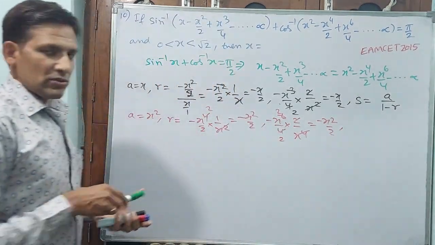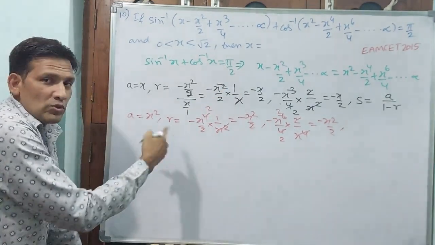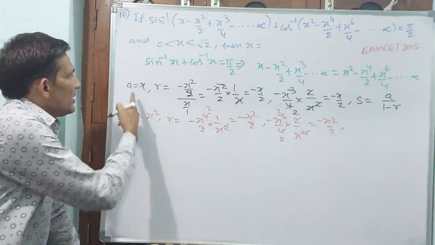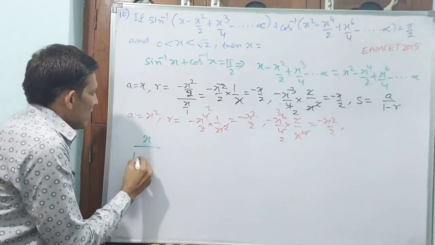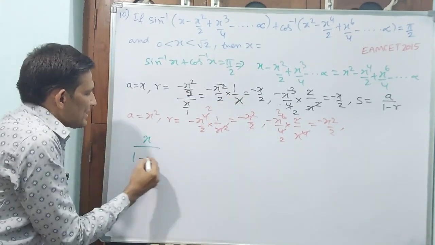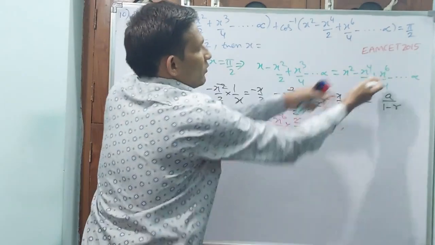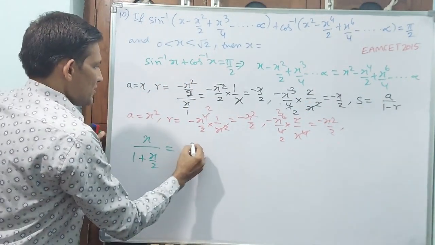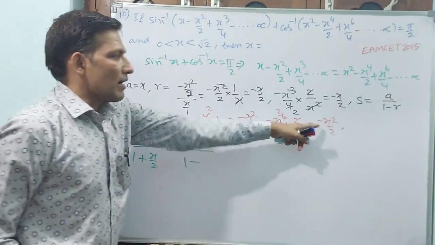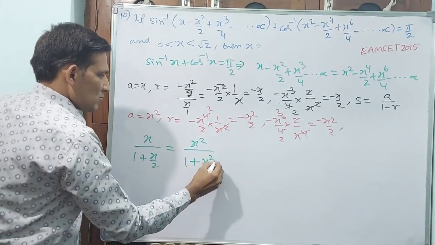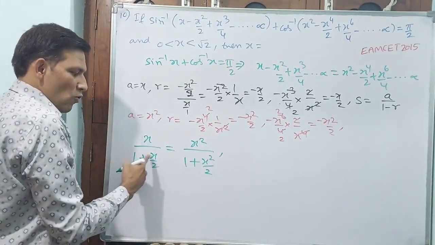Now see, both formulas are the same for both. Now see the sum I am writing. These two sums are equal. Equal means x by 1 minus r. r is how much? Minus x by 2. Minus of minus, plus x by 2, is equal to y. This sum means a is x square by 1 minus r, that is x square by minus of minus x by 2, plus x square by 2, 2 plus x by 2.